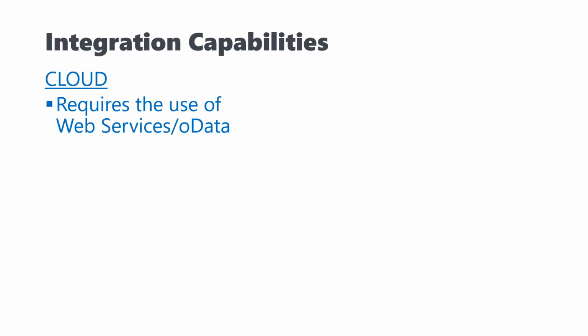Integration capabilities. So how do we integrate Business Central with some other third-party systems? In the cloud, it requires the use of web services or OData in order to read and write information between Business Central and another application.